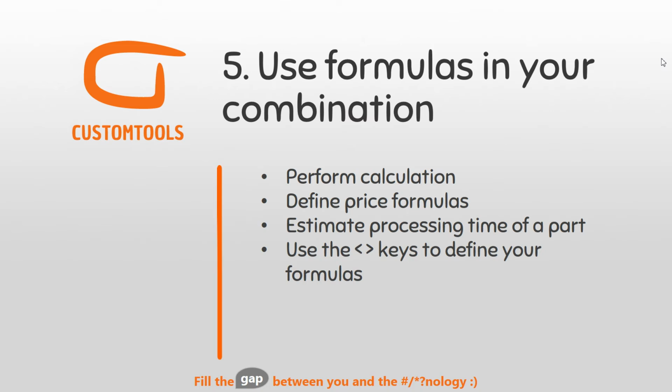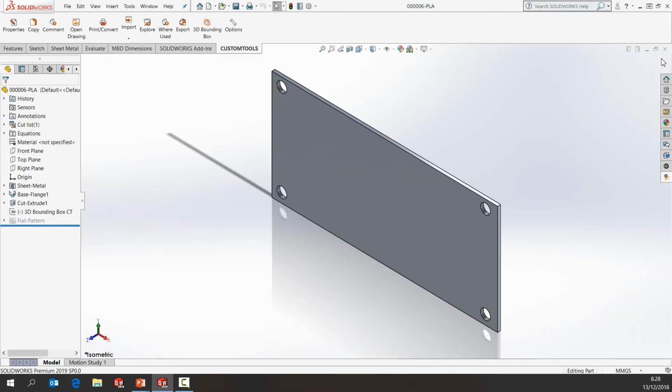The fifth one is to use formulas in your combination. This is not a well-known feature, but in the combination of properties, you are able to define formulas to perform calculation. For example, you could copy cut list item properties where you usually have a lot of numbers and insert those into formulas to calculate, for instance, prices, time estimation to cut the plates, and so on.